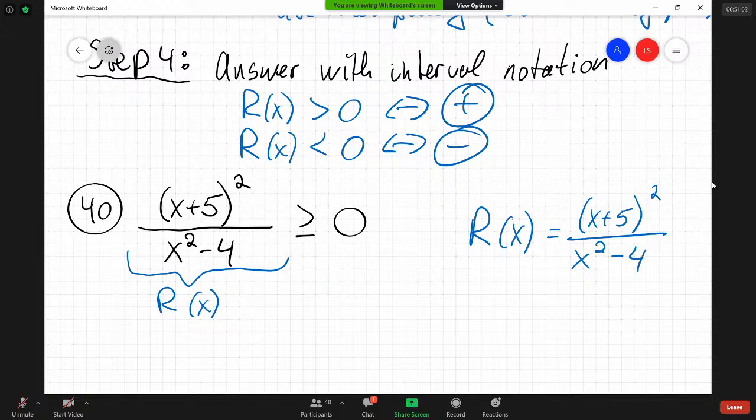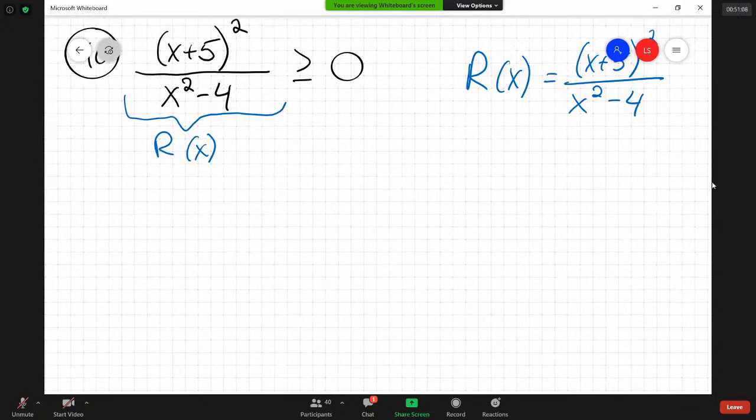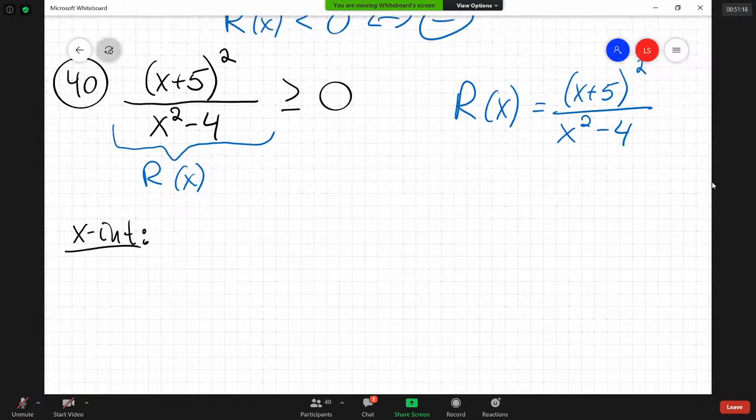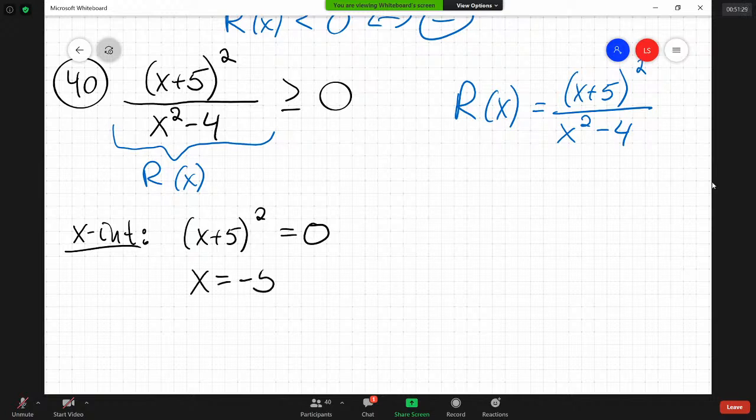That's my rational function. Step 2 is for me to find my intercepts and vertical asymptotes. For x-intercepts, we would let the numerator, right? Remember our numerator here, x plus 5 squared, we would let that equal to 0. That produces just one solution, x equals -5, but it has even multiplicity because it came from a factor that was squared. So even multiplicity.